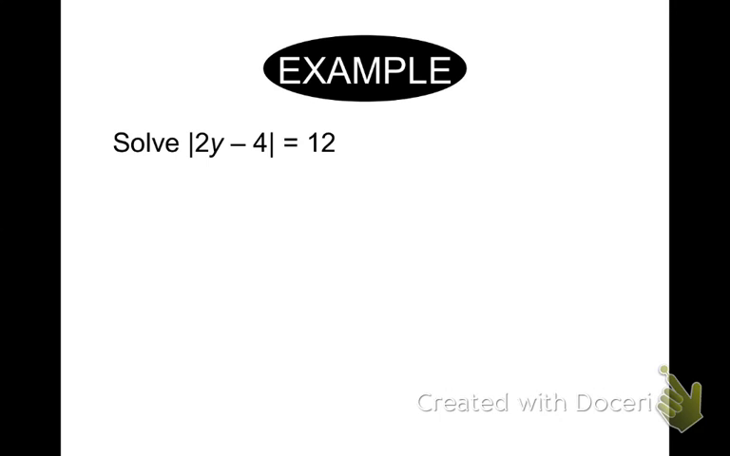Now, keeping in mind, we're going to have 2 solutions. I need to have my positive number represented, and I need to have my negative number represented. So I'm going to create 2 separate equations. The first one's really easy. You just rewrite it without the absolute value sign. So 2y minus 4 is equal to 12.